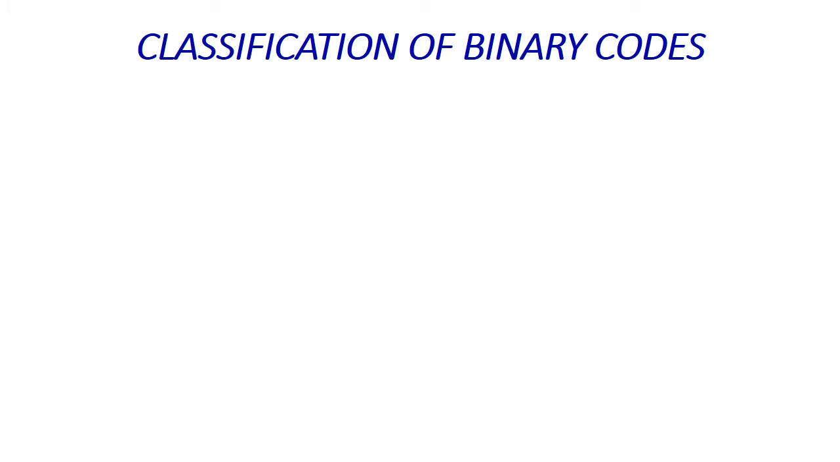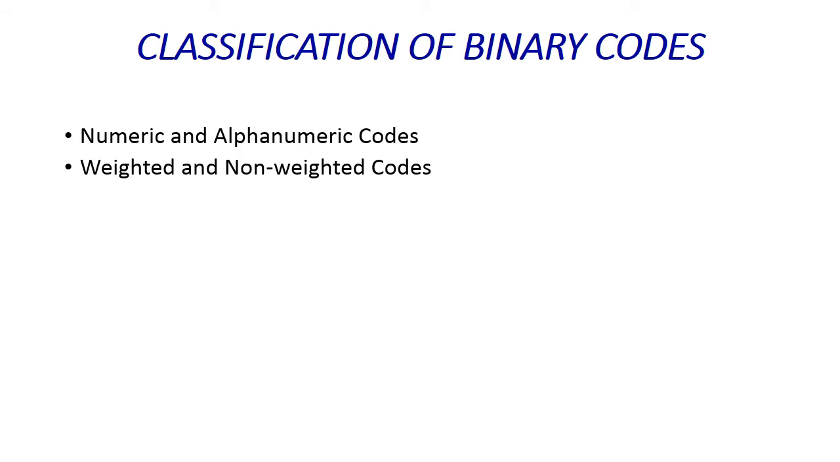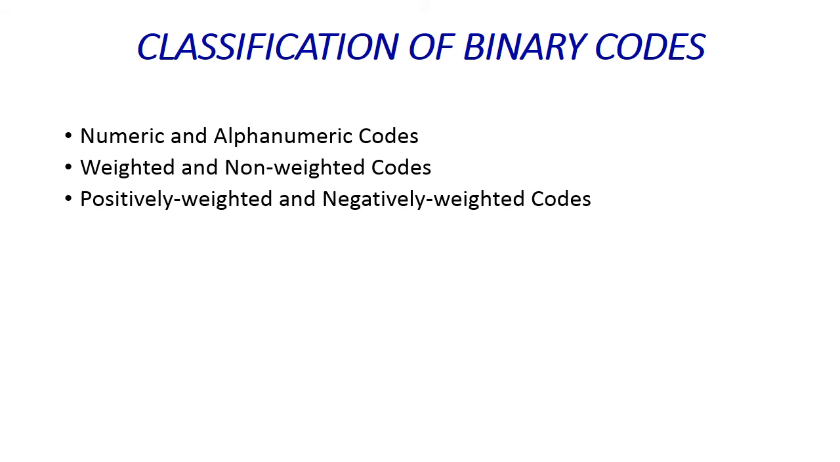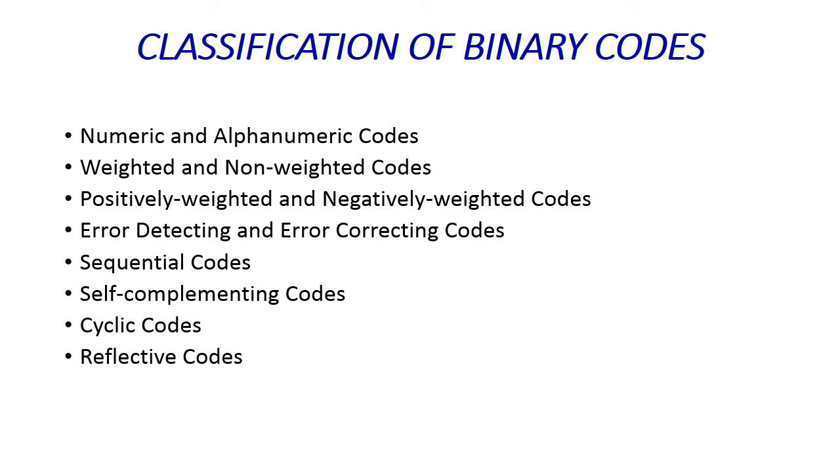Classification of binary codes. We have many classifications of binary codes: numeric and alphanumeric codes, weighted and non-weighted codes, positively weighted and negatively weighted codes, error detecting and error correcting codes, sequential codes, self-complementing codes, cyclic codes, reflective codes, and straight binary codes.